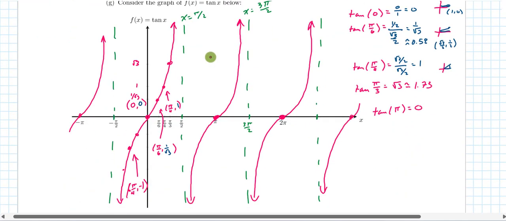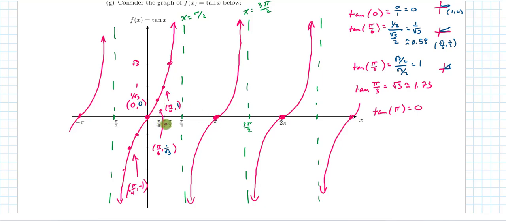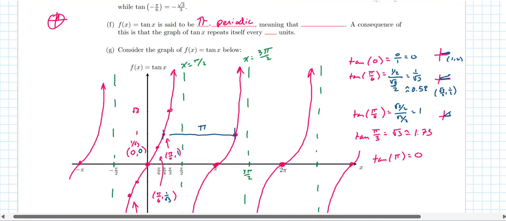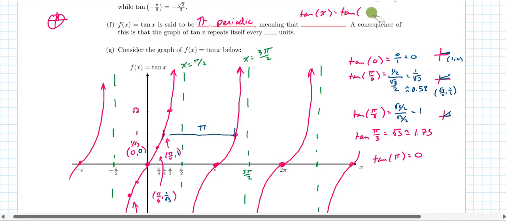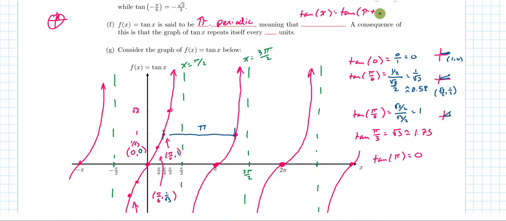You can see that, for example, here if I'm at 0, if I step pi units away, I'm at the exact same spot. Or if here I'm at pi over 4 comma 1, if I step exactly pi units away, meaning the distance between those x coordinates is pi, I'm back to the same point on the graph. So that's what we mean when we say that the function tangent of x is pi periodic, meaning that the tangent of x is the same thing as the tangent of pi plus x. Meaning the graph of tangent of x repeats itself every pi units.